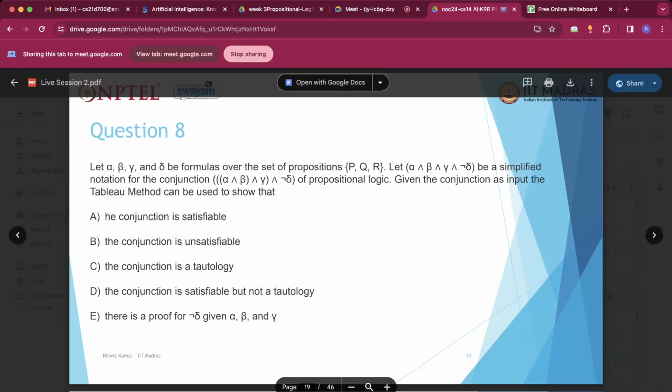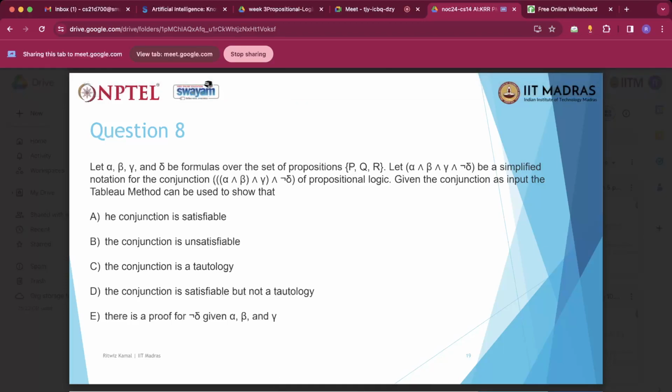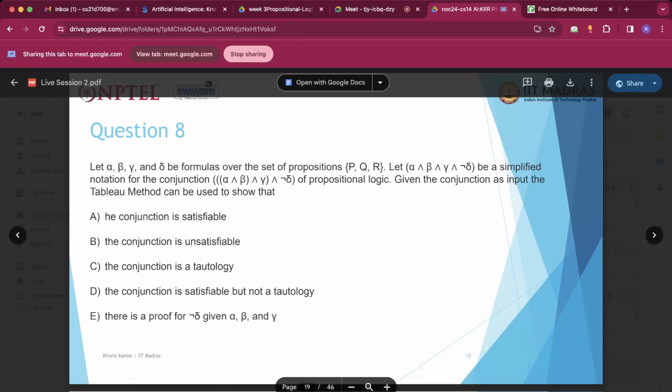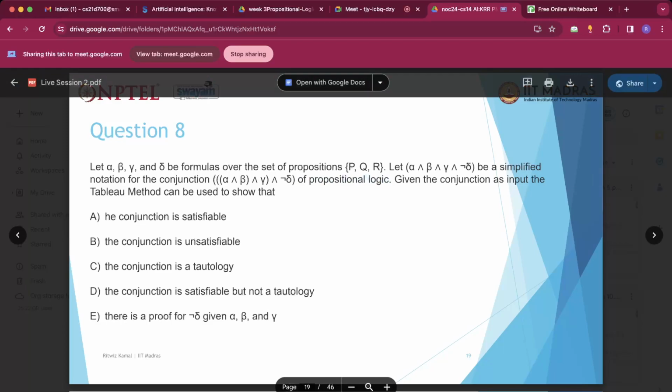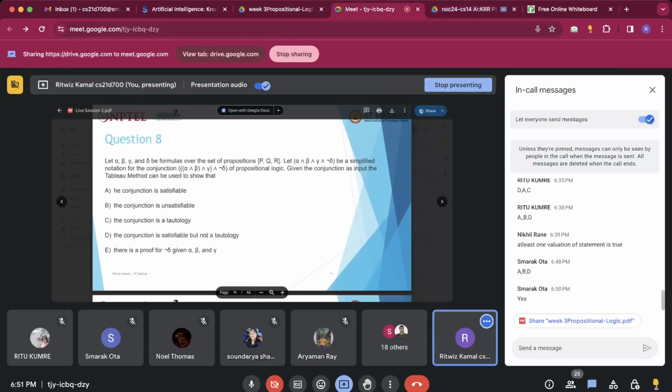We have: let alpha, beta, gamma and delta be formulas over the set of propositions p, q and r. Let alpha and beta and gamma and not of delta be a simplified notation for the conjunction that is given over here: alpha and beta, which is in brackets, then and of gamma, and then and of not delta, and this is in propositional logic. So given the conjunction as input, the tabular method can be used to show which of the following. This might look a bit tricky, but it's actually a very simple conceptual question. So I'll let you think about it for maybe a couple of minutes and then we can discuss.